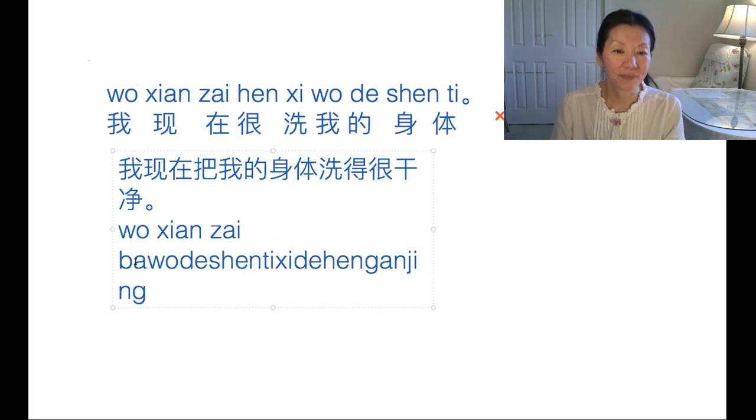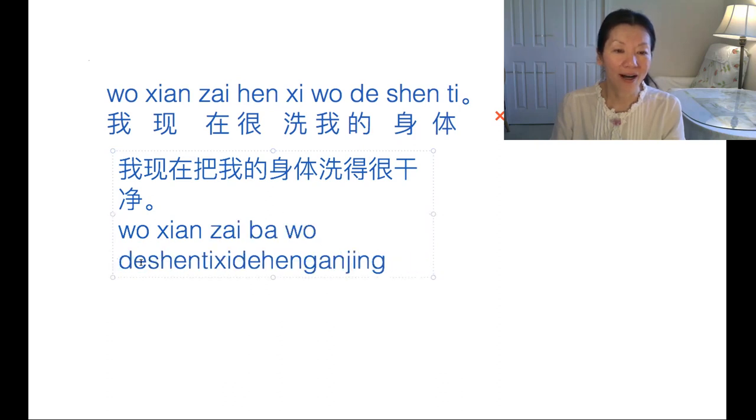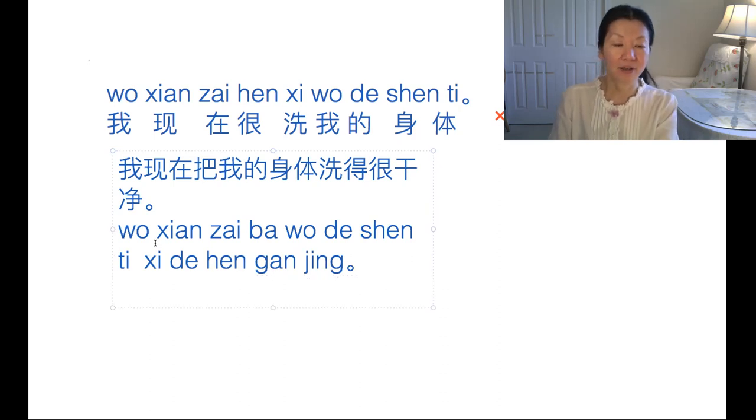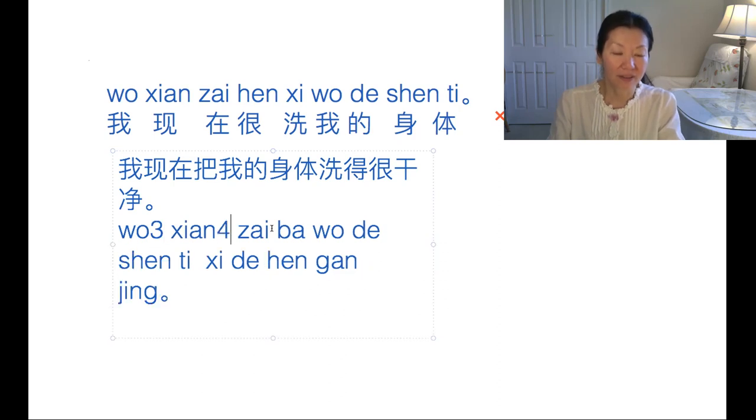我现在把我的身体洗得很干净. Okay, that's from Ting here. If you want to, you can see the pinyin down here. 我, third tone; 现, fourth tone; 在, fourth tone; 把, third tone; 我的, 我 third tone, 的 no tone; 身, first tone; 体, third tone; 洗, third tone.